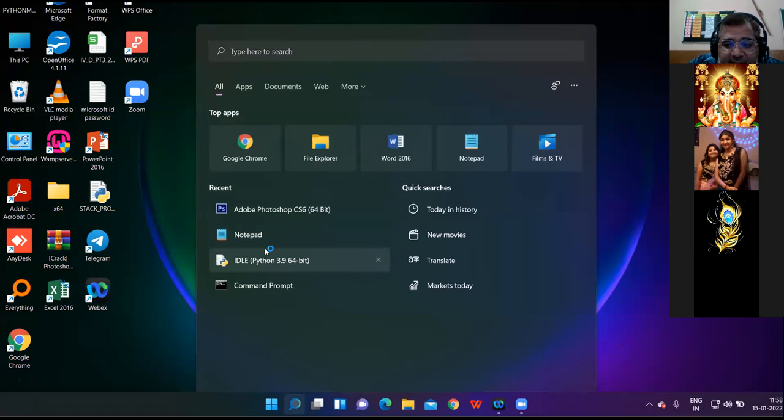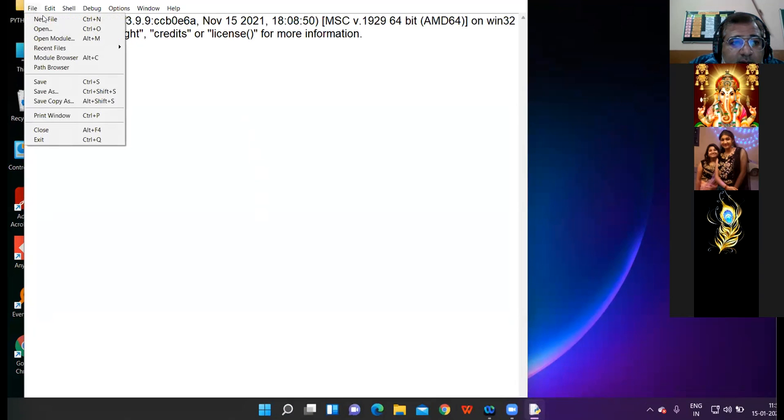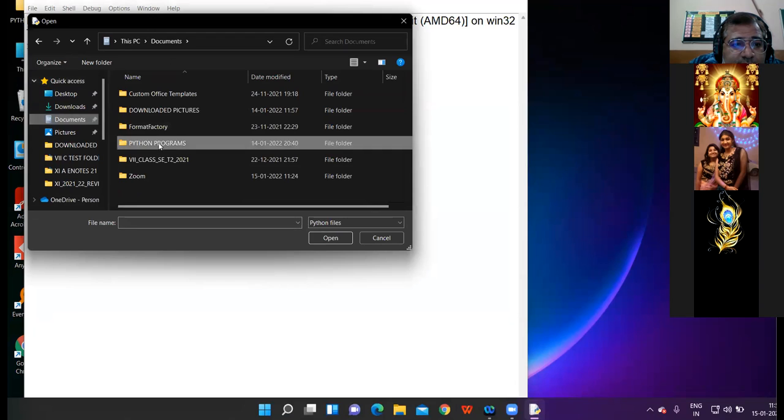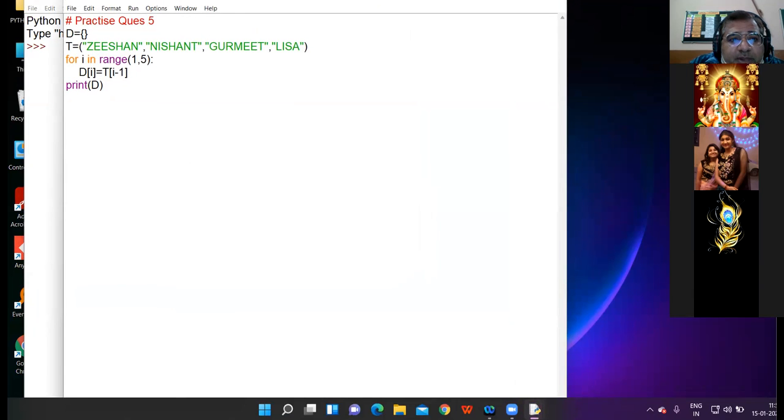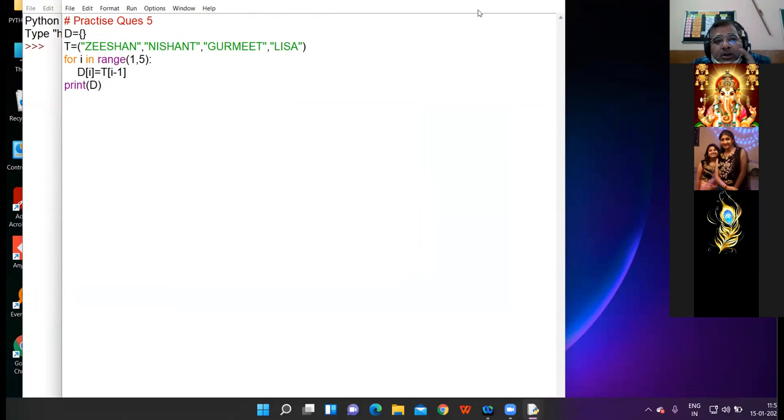I am coming back to Python. This question. Yeah, see here. I have an empty dictionary D. Okay. And I have a tuple here with the string elements Zeeshan, Nishant, Gurmeet and Lisa. Ek empty dictionary hai aur ek mere paas tuple hai. For I in range 1,5. Right. T of I minus 1 is assigned to D of I.